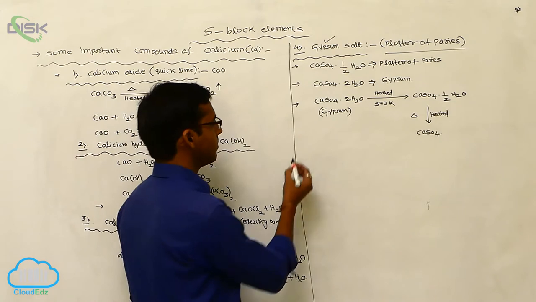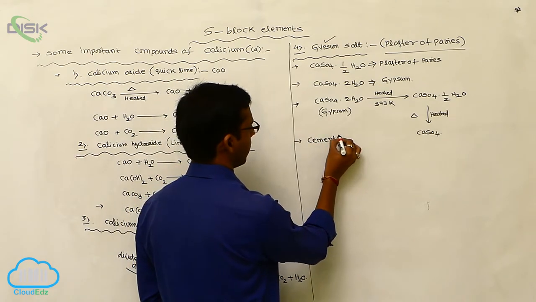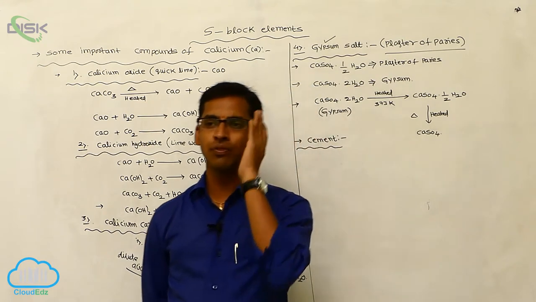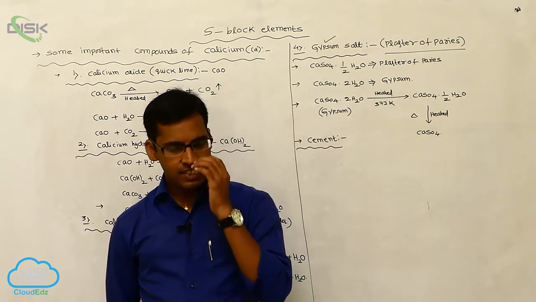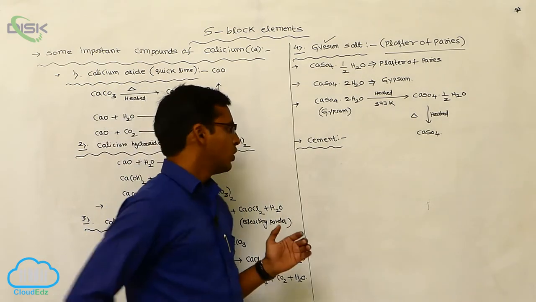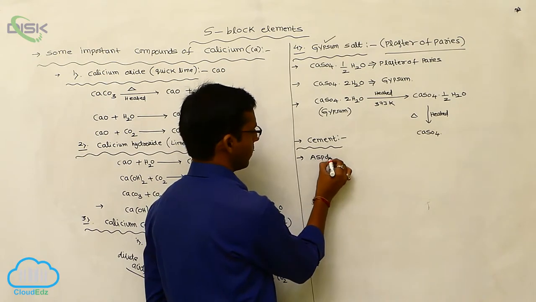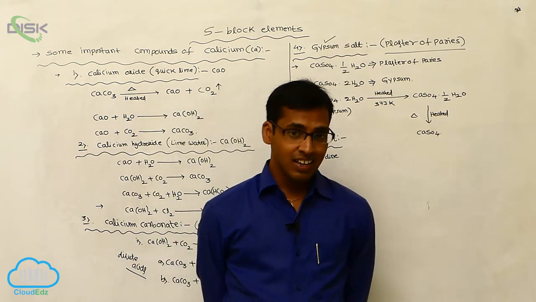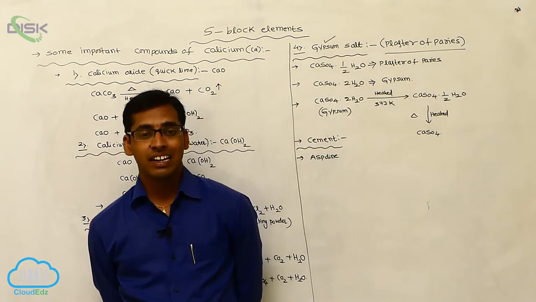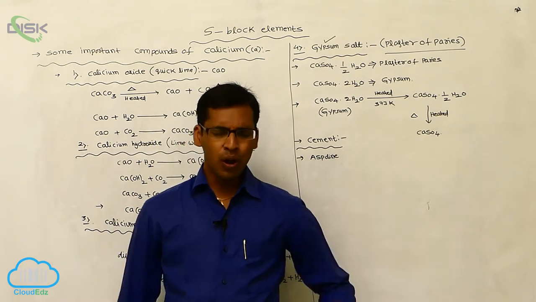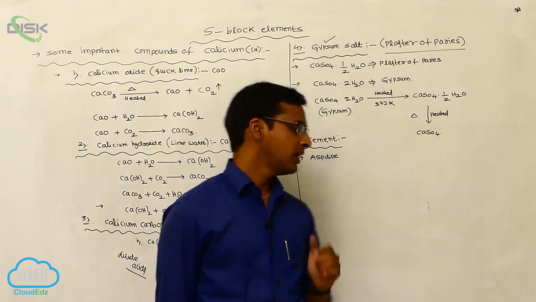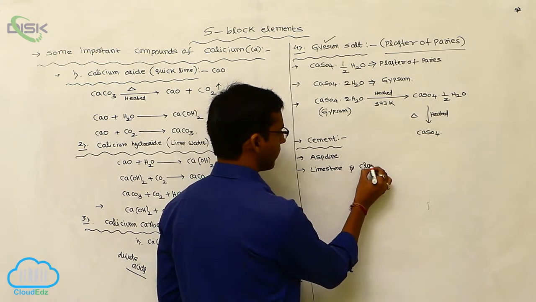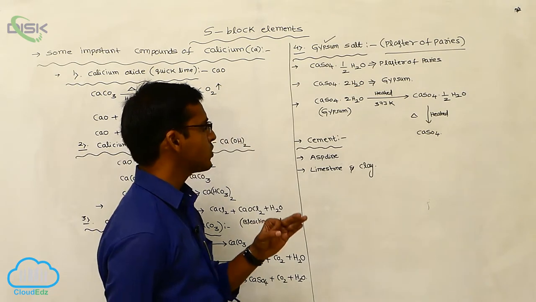And next one is cement. This cement is an important material for the construction of buildings. And next, this cement was first prepared by a scientist, Joseph Aspdin. The important raw materials for cement are limestone and clay.